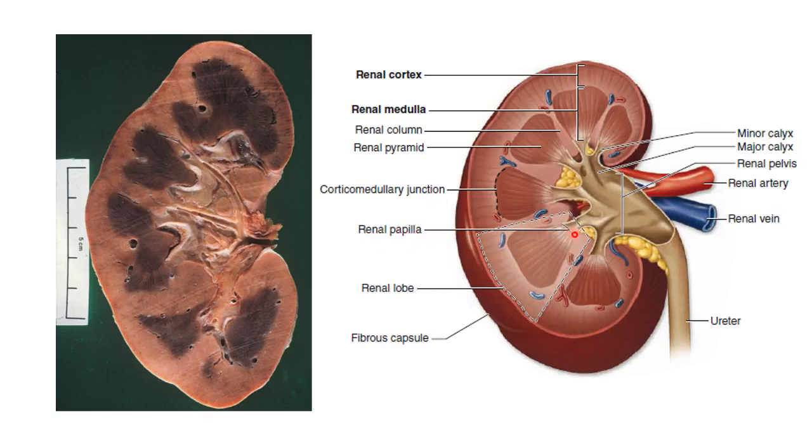This is the area of opening of several collecting ducts into the minor calyx, and again it's called the renal papillae. Between the medullary pyramids or renal pyramids, we have tissues from the cortex extending down into the medulla, and these areas are called renal columns. They have the same tissue composition as the cortex, but because they are located between the medullary pyramids, they are considered part of the medulla.